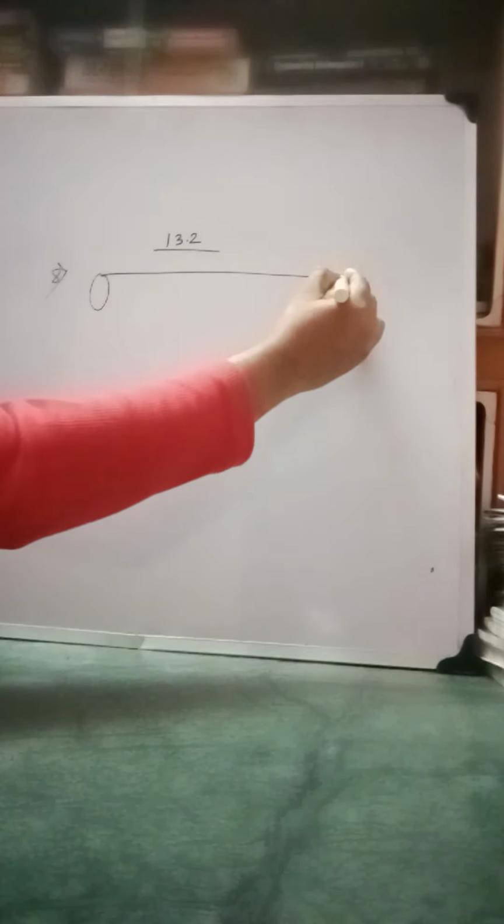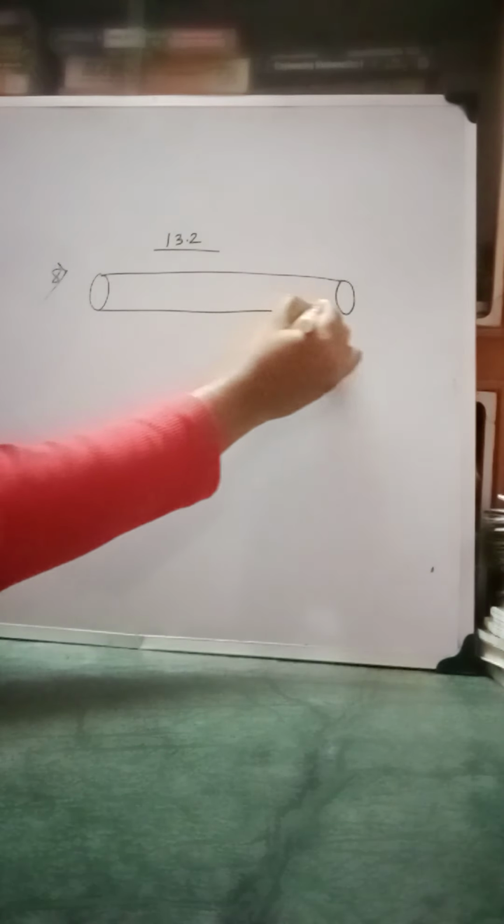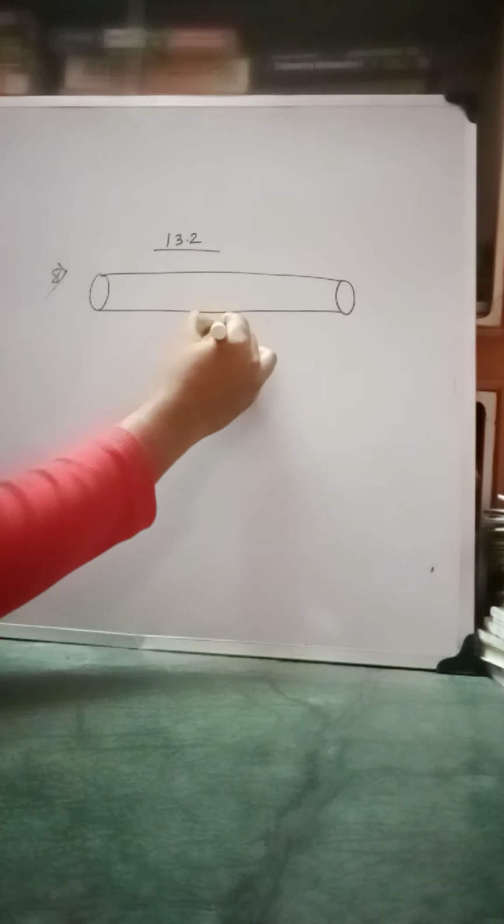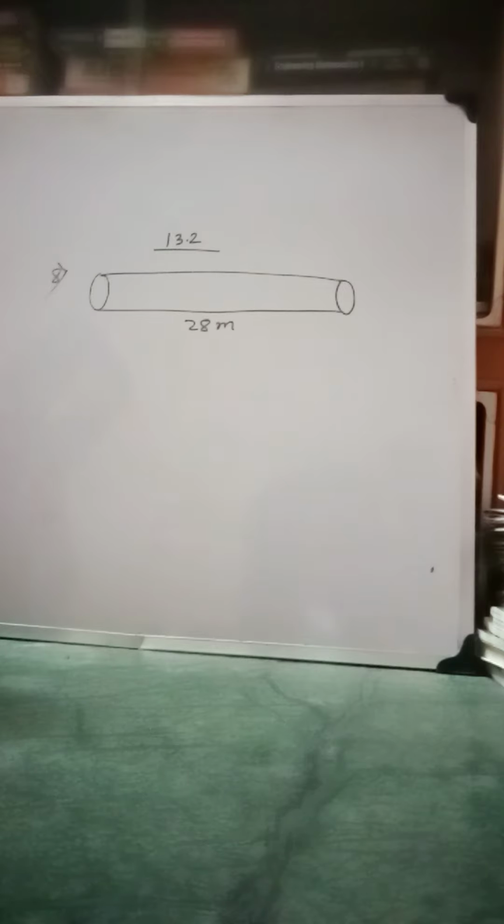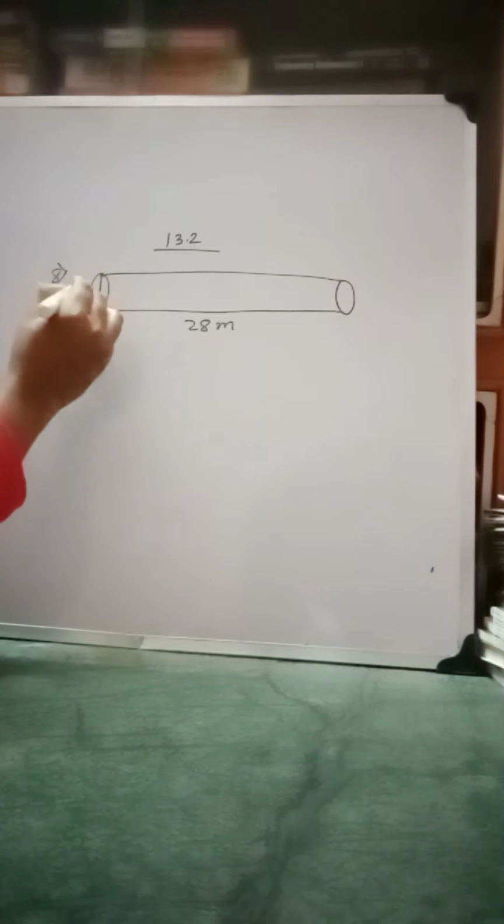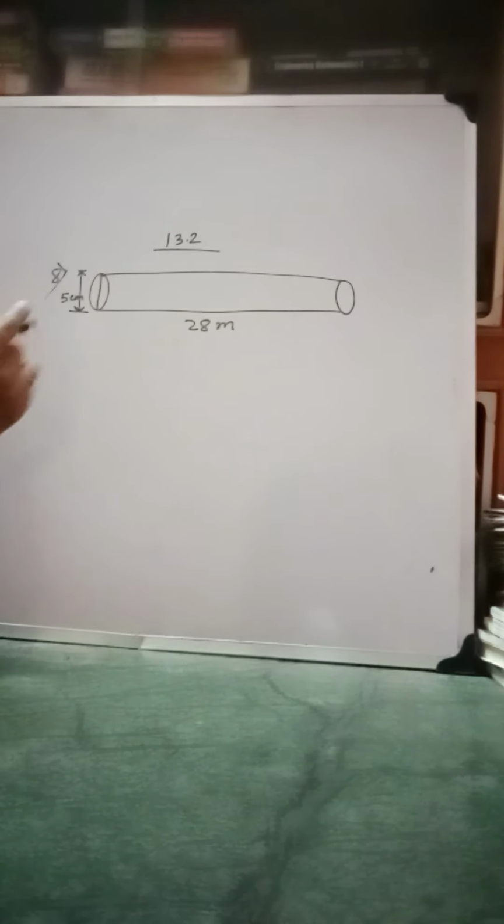Suppose this is the pipe, this is the cylindrical pipe. Its length is 28 meter, and this diameter is 5 centimeter. Okay, you can see this is in centimeter, this is in meter, so it is better to convert everything into a single unit.